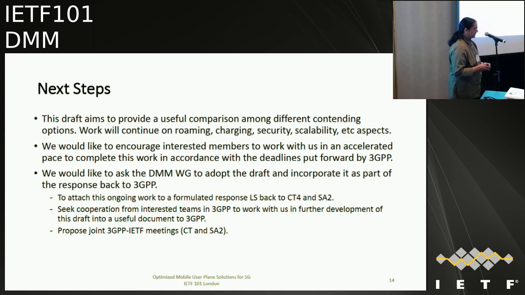What we would like to do is expand on the description of the protocols in the document for roaming, charging, security, scalability and other topics. What we would like to ask is, can the DMM adopt this draft as a working document? And when we respond back to 3GPP, we can send a copy of this. We included SA2 in here, even though we did not get an LS from SA2. We would also like to propose a joint 3GPP IETF meeting sometime in July, if that would help the two SDOs understand what is being proposed.